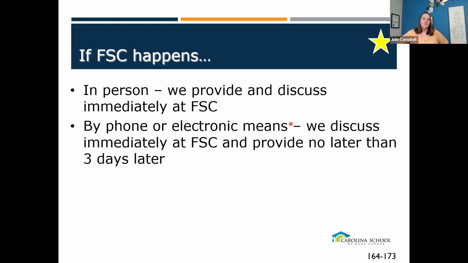But now, because we're not in person, not because I can't hand it to them, I need to make sure that I get it in their hands to sign no later than 3 days. So if it's not in person and I can't say, here you go, then we need to make sure we get their email address or whatever form of communication so we can get it to them within 3 days. But understand, even if it's by phone or electronic means, we still discuss immediately at first substantial contact. We can't get away with the, well, I didn't see them, so we didn't have to do it.